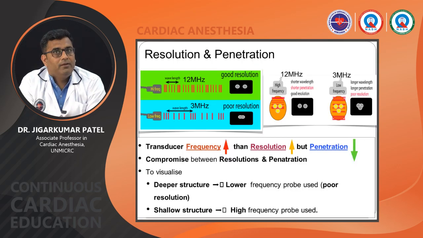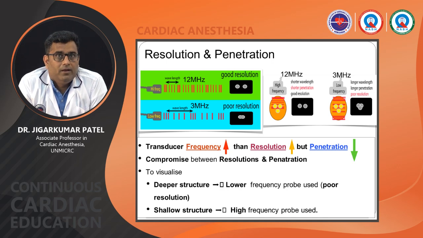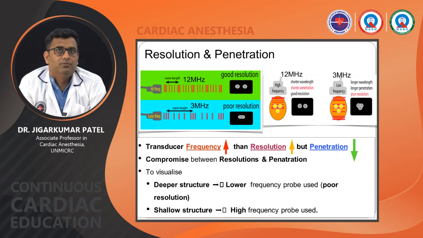Now resolution and penetration have a trade-off. When resolution increases, penetration will decrease. So when you use a high-frequency transmitter, it will increase the axial and lateral resolution, but reduce the penetration due to attenuation loss of the sound wave. So there is always a compromise between resolution and penetration. To visualize deeper structures, you have to use a low-frequency probe, but it has poor resolution, and for shallow structures you have to use a high-frequency probe.